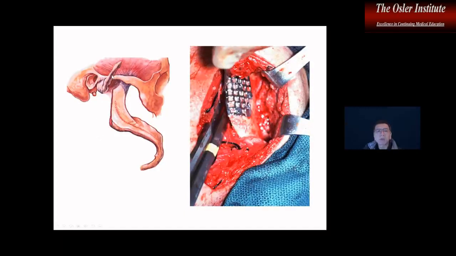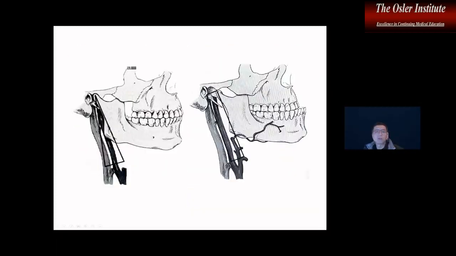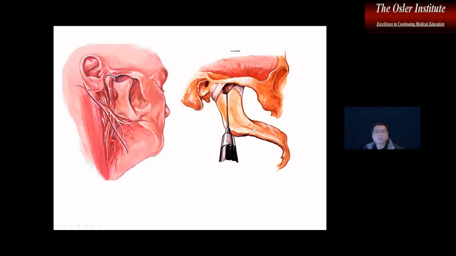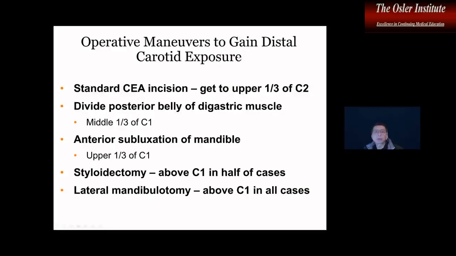And later on, once the operation is done, you have an oral surgeon come in and flip it back down and put a plate to secure it, to reconstruct the mandible. So unlike the anterior subluxation, where you have to wire the jaw shut to secure the TMJ joint for probably 2 to 3 months, in the setting of lateral mandibulotomy, you do not have to wire your jaw closed for 2 to 3 months. So that's the maneuver required to gain distal exposure of your carotid surgery.